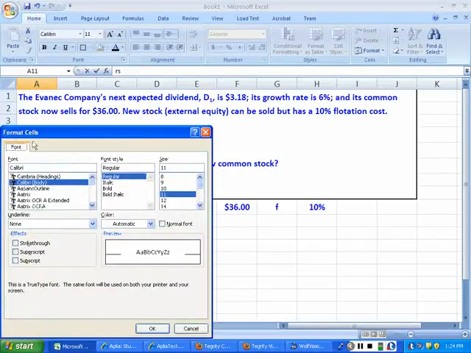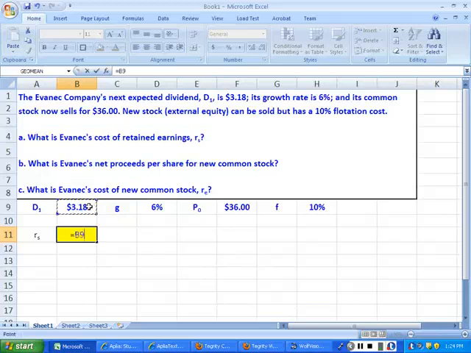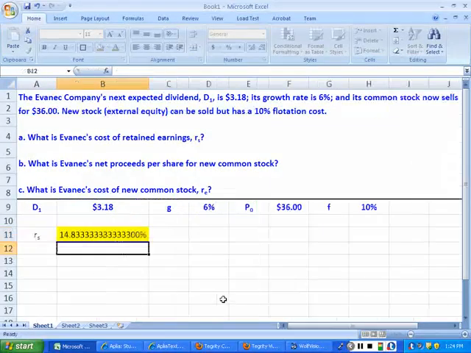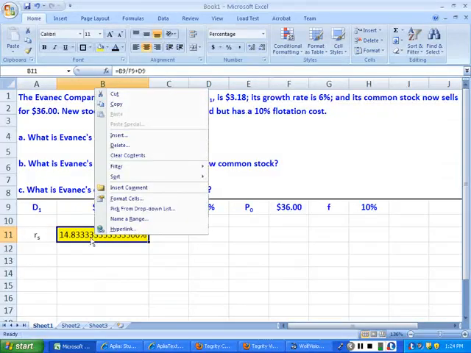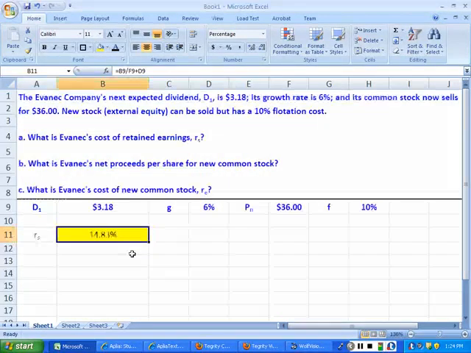We want to simply put in that expression that we had just shown. So R sub S is again equal to the 3.18 divided by the $36, and we'll add to that the 6% growth rate, and that gives us 14.83%. Let me format that in a little better fashion. We don't need 15 decimal points. So there we go. We get our first result of 14.83%.